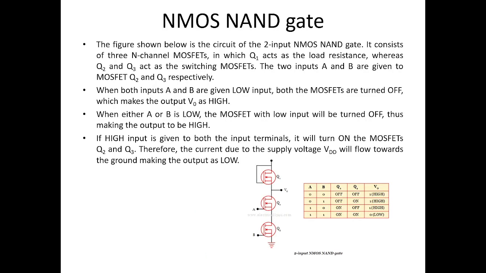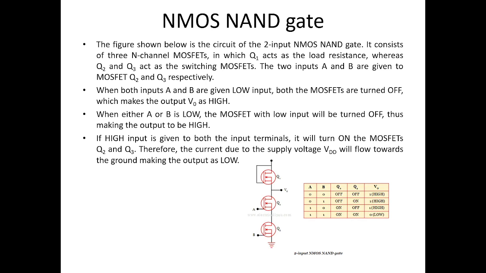Next we will see the NMOS NAND gate. Here we use three transistors, Q1, Q2 and Q3. Q1 acts as the load resistance, whereas Q2 and Q3 act as switching MOSFETs. We are given two inputs, A and B, and the inputs are given to both transistors Q2 and Q3.